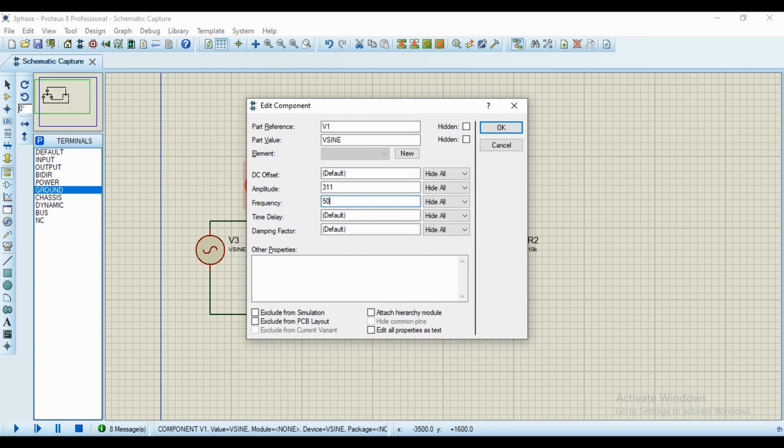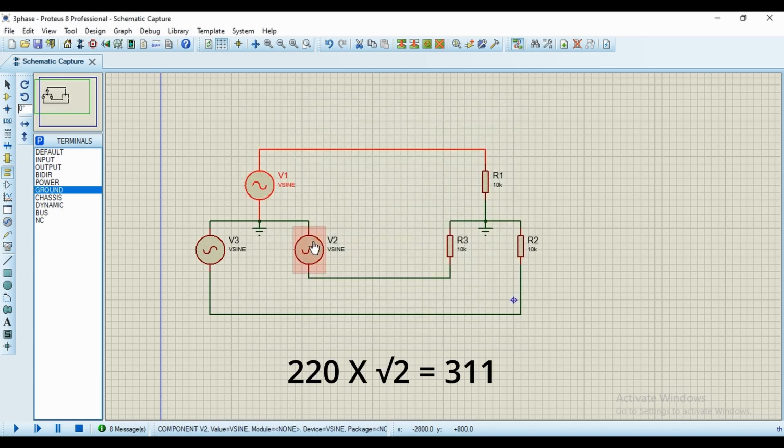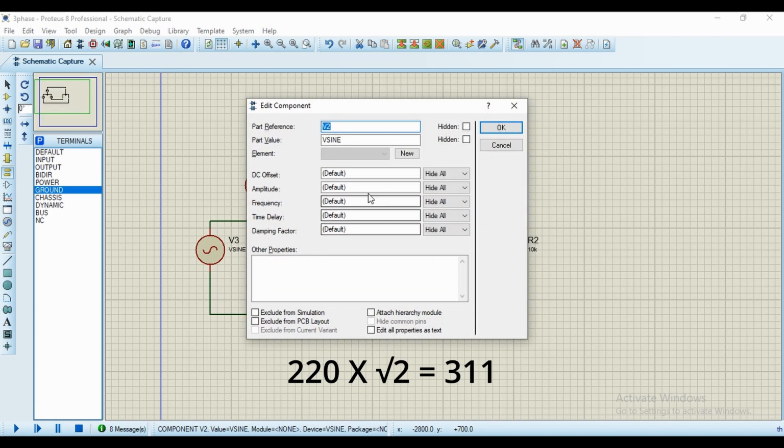Now we set the source parameters: voltage, frequency, and phase angle. Normally, the voltage magnitude is 220 volts, which is the RMS value. But in Proteus, we need to set the peak value. So we multiply 220 by the square root of 2 to calculate the peak voltage.